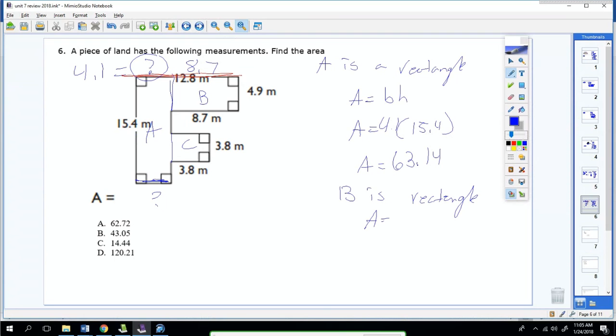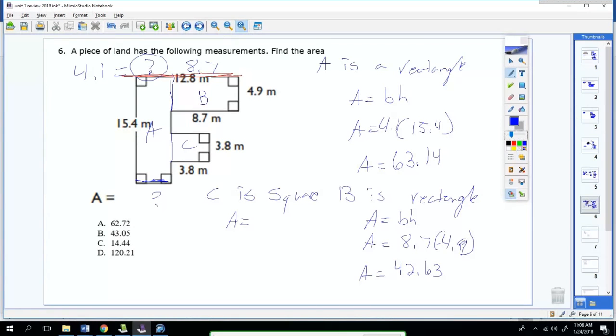So the area is going to be base times height. So the base will be 8.7, and then the height will be 4.9. Oops, make that a 9. So then you're going to do 8.7 times 4.9, and you get 42.63. And then finally, the last one, C, is also a rectangle, but it's also a square.